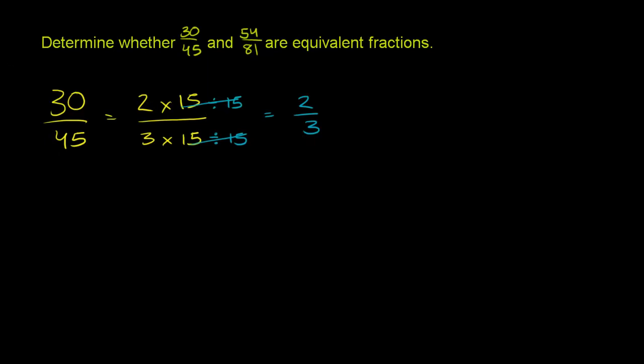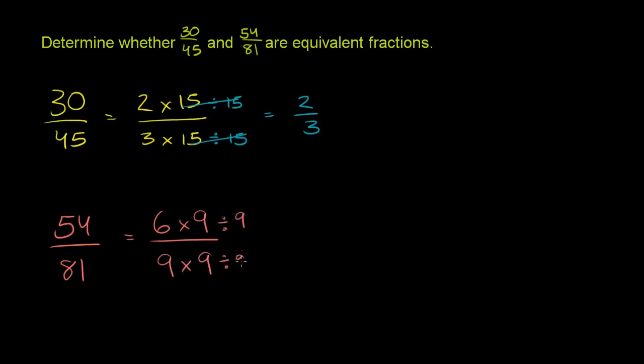Now let's think about 54 over 81. Nothing really jumps out at me. Let's see, 9 is divisible into both of these. We could write 54 as 6 times 9, and 81 is the same thing as 9 times 9. You can divide the numerator and the denominator by 9. So we could divide both of them by 9.